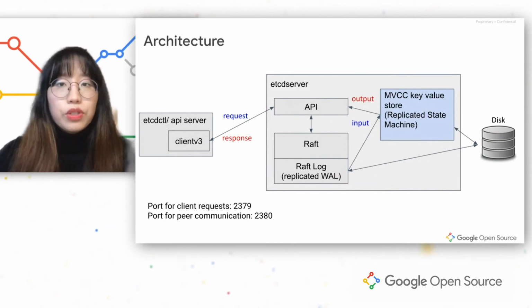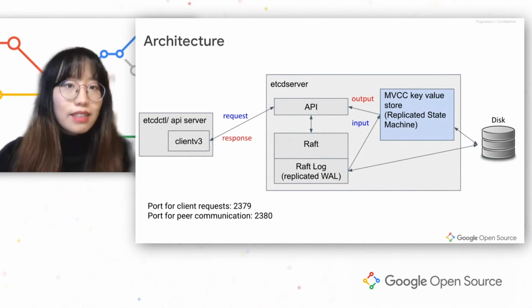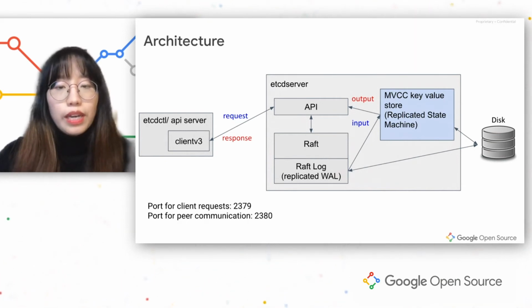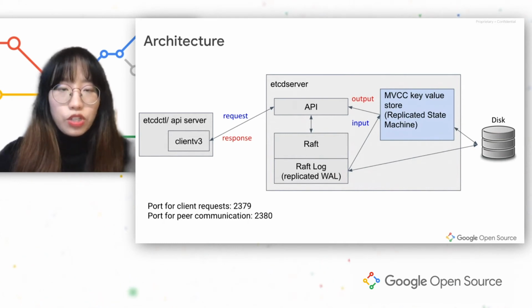There are two official etcd ports. 2379 is for client requests, listening for requests from the client. 2380 is for peer communication. Peers can use this port to communicate with each other and exchange messages.